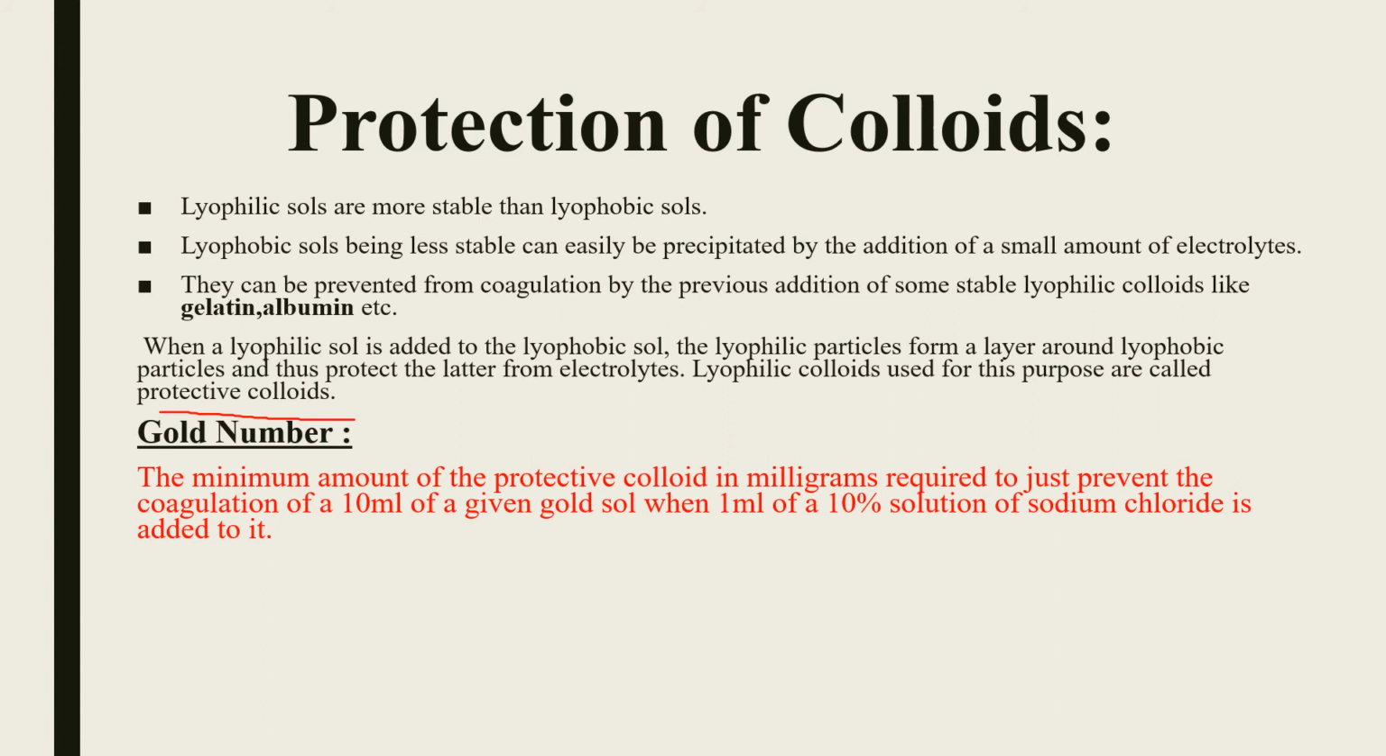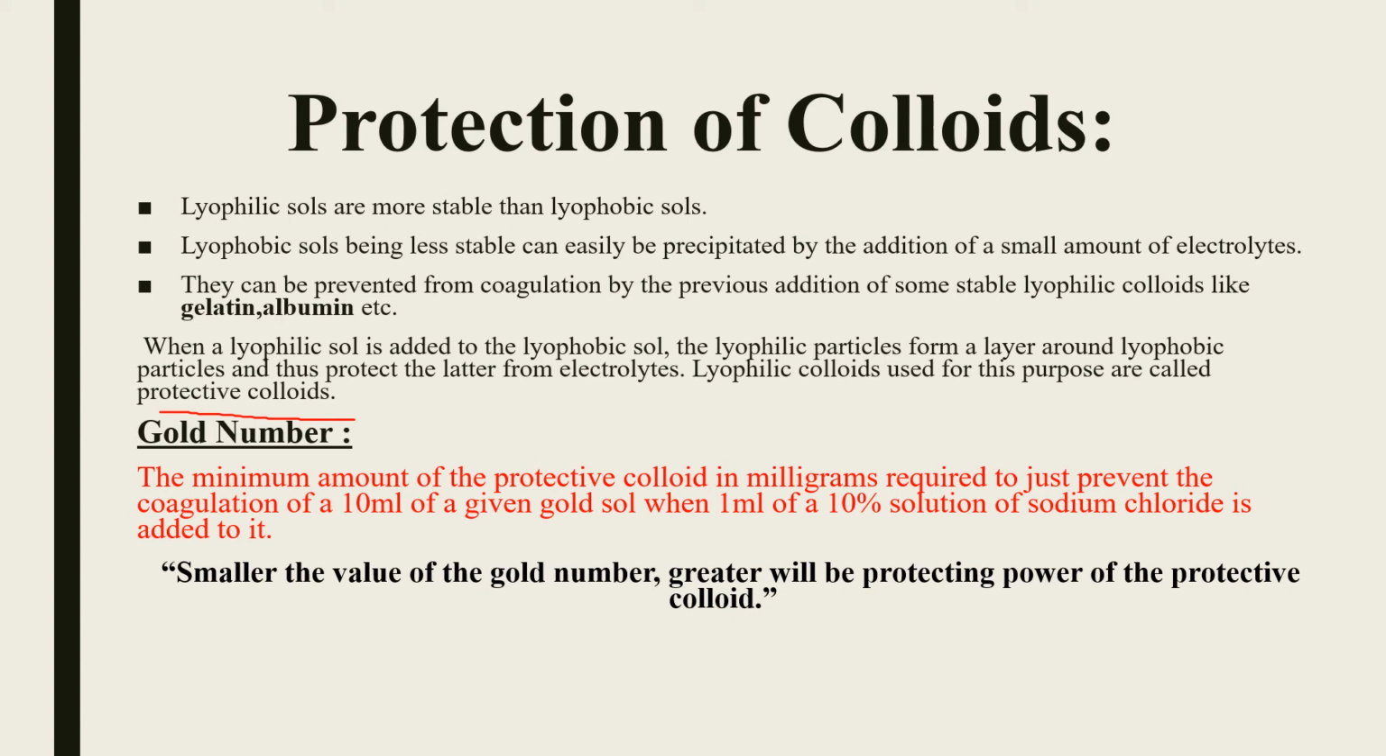It is the minimum amount of the protective colloid in milligrams required to just prevent the coagulation of 10 ml of a given gold sol, when 1 ml of a 10% solution of sodium chloride is added to it. Now, what is gold number? If we have a gold sol in a test tube and we have to protect this gold sol from the addition of a small amount of NaCl, which is an electrolyte.